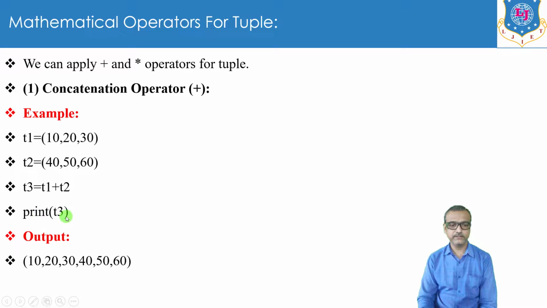So print of T3, so what will be the output? That is the elements of T1, that is 10, 20, 30. Then after elements of T2, that is 40, 50, 60. In this way, we can combine the elements of tuple T1 and T2 to have the tuple T3.